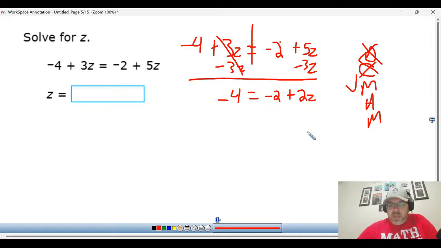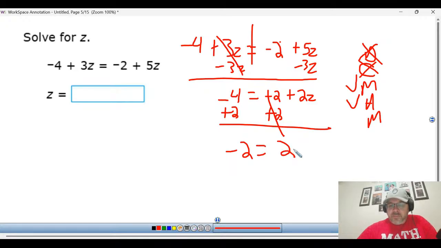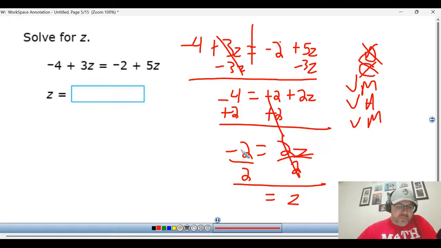All right. Now we got the add or subtract step. So on the side with the variable, we're going to add 2 because negative 2 plus 2 equals 0. That's gone. This gives us negative 2 on the left side equals 2z. Our final step is to move to multiply or divide. So we got 2 times z. So we're going to do the opposite. We're going to divide by 2, making that 1. So we're just left with z on the right side. On the left side, we have negative 2 divided by 2, which is just negative 1. There it is.